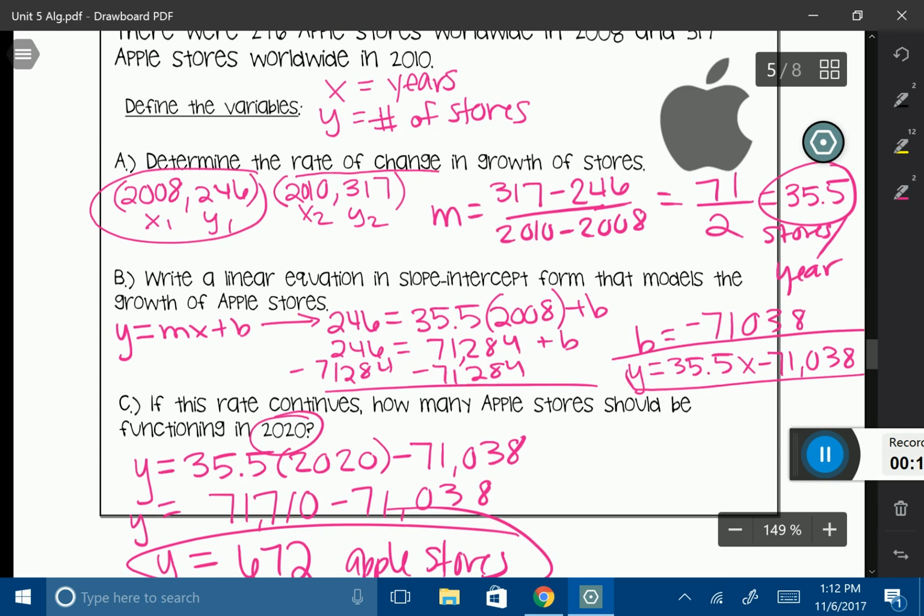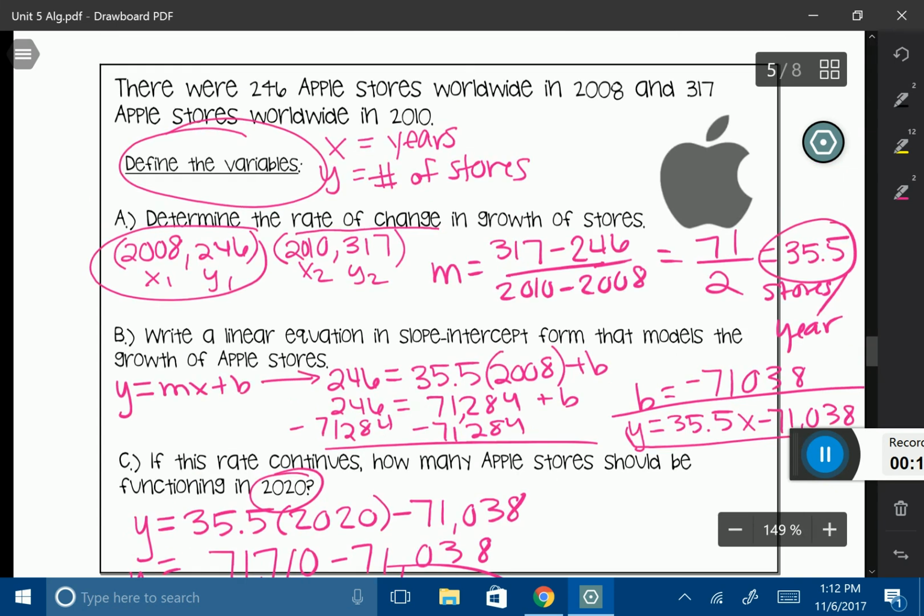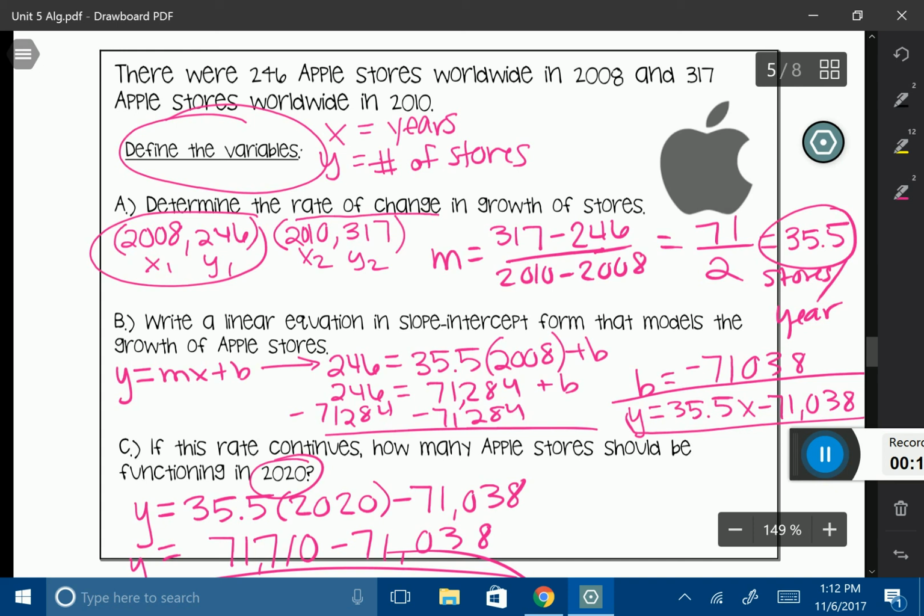Okay, the things to remember about these types of problems is, first of all, your variables. Defining your variables is very important at the beginning of the problem, especially when you're talking about time. Anytime you're given time, always consider that your x variable or your independent variable. And when you're asked to find the rate of change, be on the lookout for two coordinate pairs where you have your x as your independent and your y as your dependent variable in your coordinate pairs. And from there, you have all the skills to determine your equation in slope-intercept form.